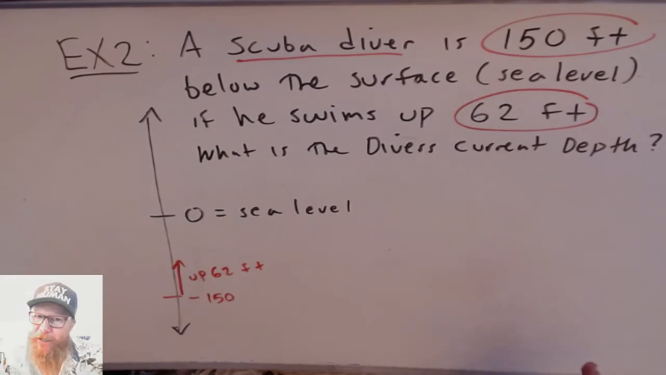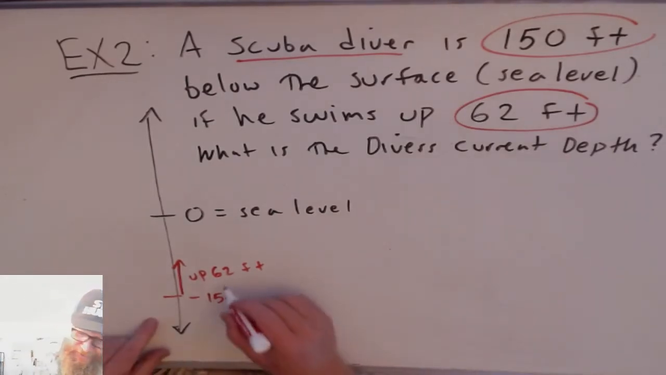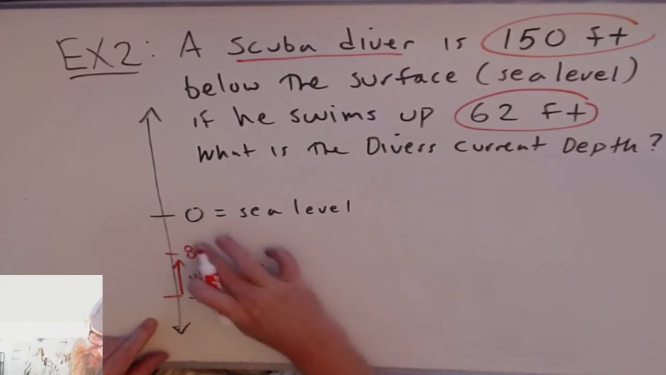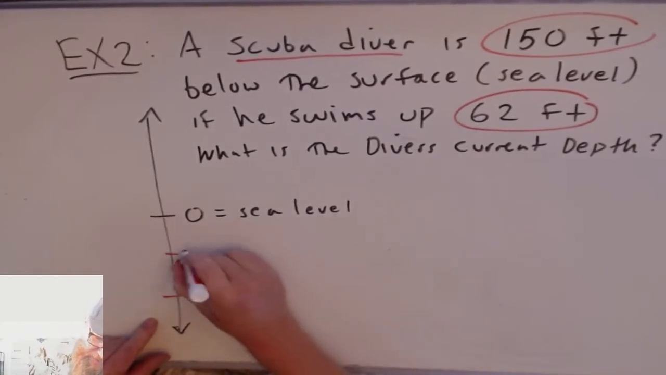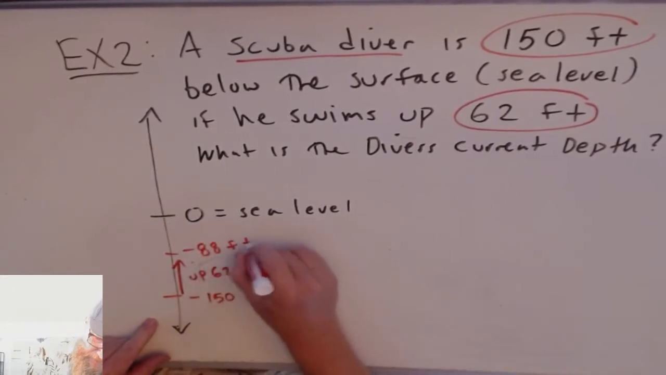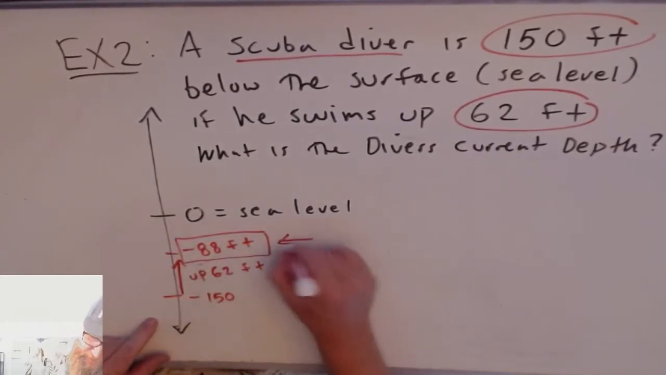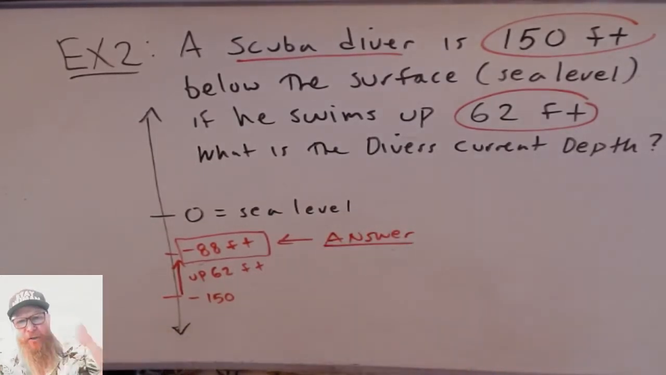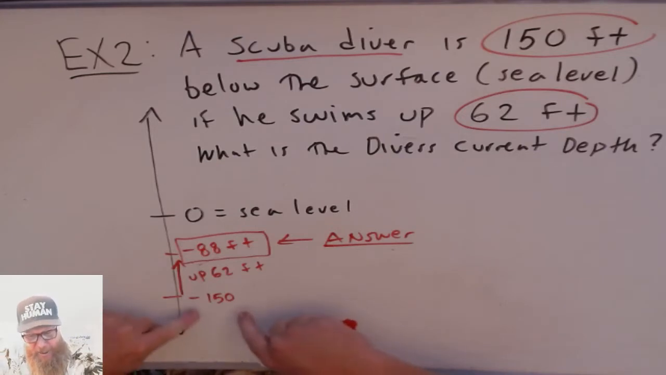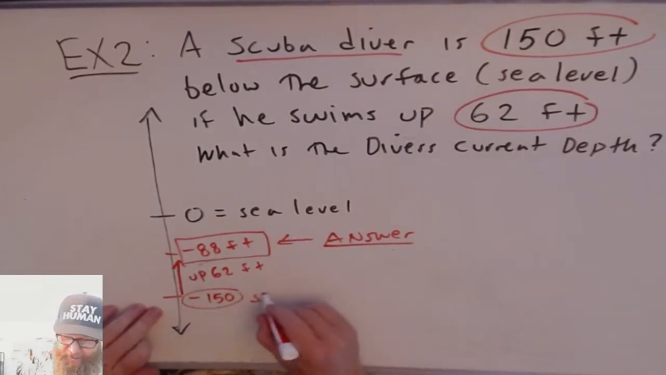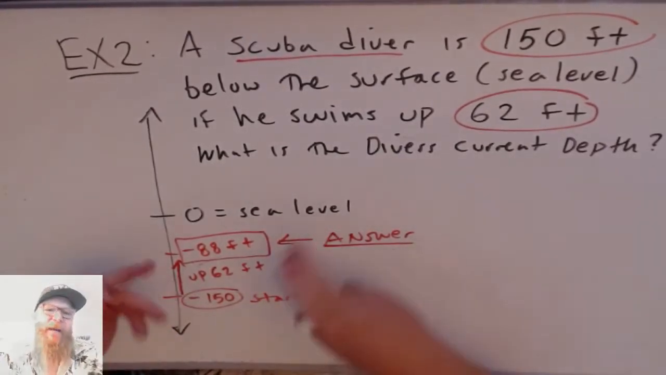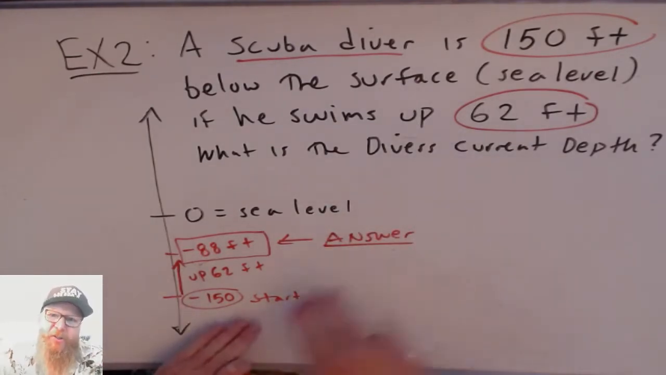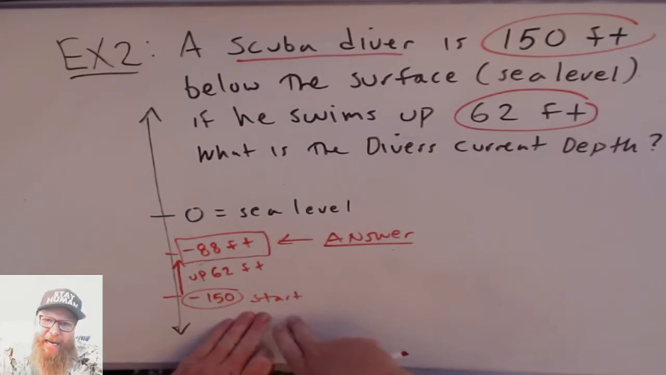Now, you might be pretty good at mental math. If you're really good at mental math, you already know the answer. The answer is negative 88 feet. That's your answer. And of course, I'm assuming that you're already relatively good at mental math. You're at negative 150 when you start. Now, by the way, the diver didn't get to negative 150 without actually swimming down there, so I'm just starting this problem at negative 150.